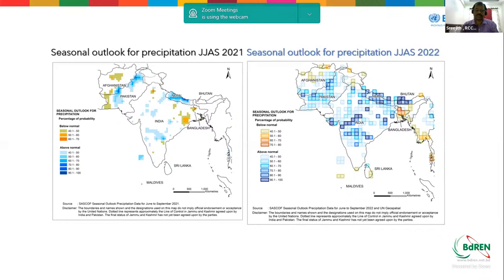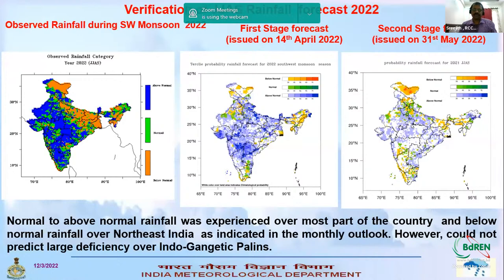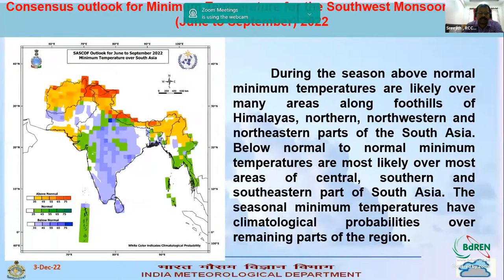And now we can look closely at the Indian region at what the verification is. The left panel is showing the observed rainfall category, and the right side is India, the spatial forecast we have issued in the months of April and May. In the updated forecast, we indicated that in some regions of northeast India, there is a chance for rainfall deficiency. Overall, for most of the regions the forecast came correct.